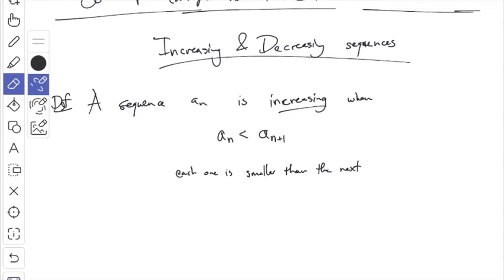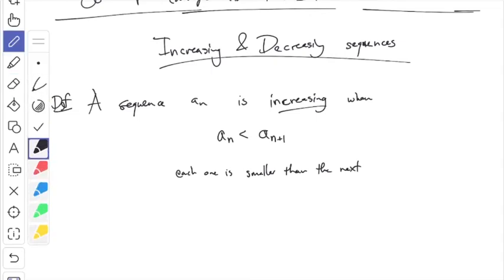All right. Anyway, each one is smaller than the next. Okay, that's what increasing means. It gets bigger every time. Decreasing is just the same, but the other direction. So a sequence is decreasing.